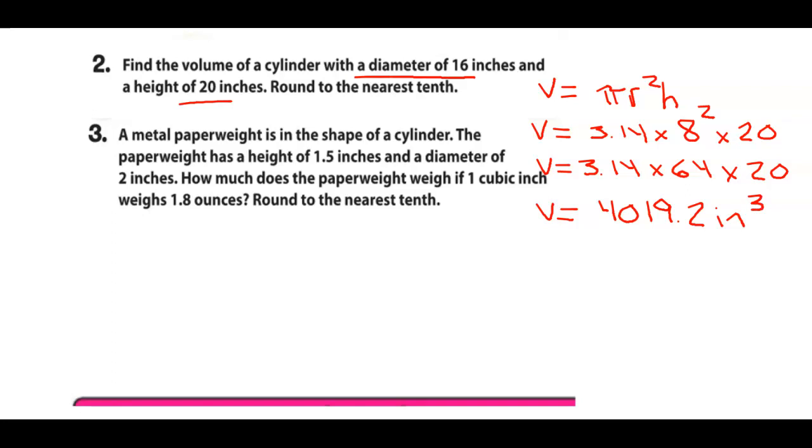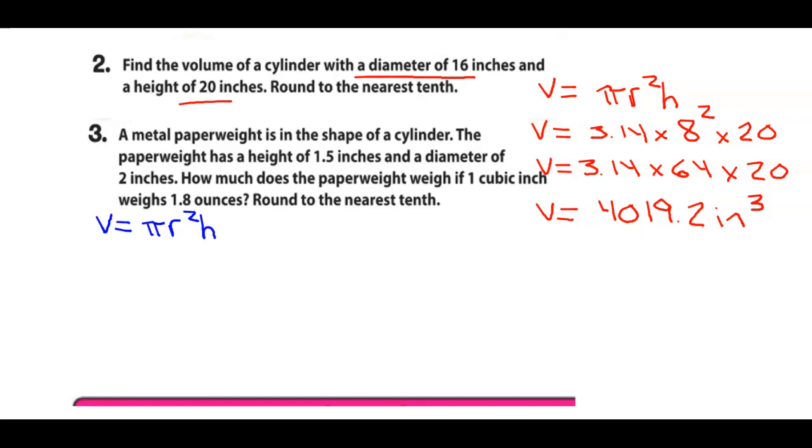Why don't we go ahead and take care of number 3, and I'll just change the color for that. So hopefully you guys know what the formula is for volume of a cylinder. Let's see if you got it: volume is equal to pi times the radius squared times the height. And we've got a metal paperweight in the shape of a cylinder. The paperweight has a height of 1.5, nice and easy there, and a diameter of 2 inches. How much does the paperweight weigh if 1 cubic inch weighs 1.8 ounces?